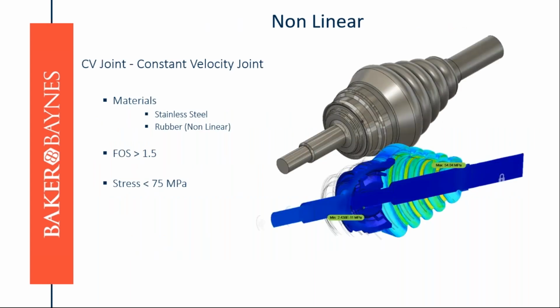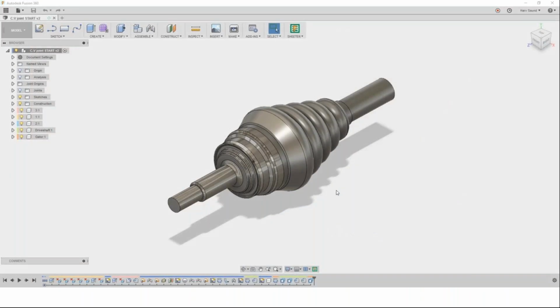So the example that we're going to use here is the CV joint, the constant velocity joint. The material here is stainless steel. There's a bit of rubber on it, so non-linear, right. The factor of safety that we're going to look at for the design criteria is 1.5. The stress is 75 megapascals, or just under that.